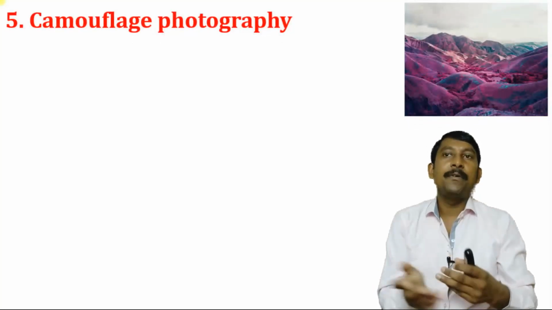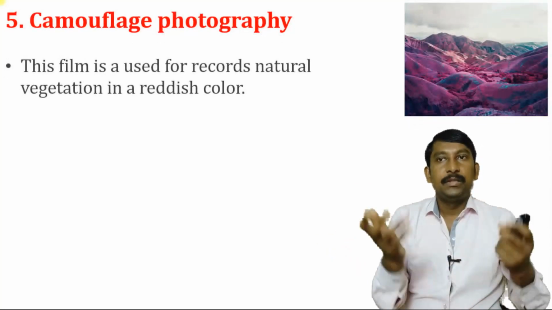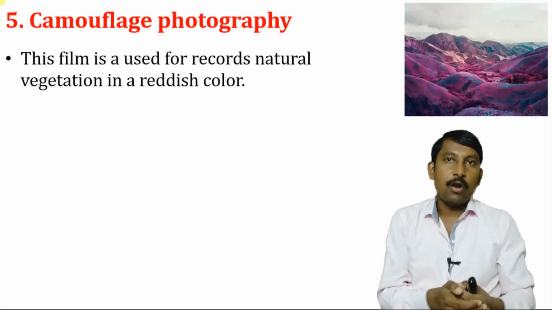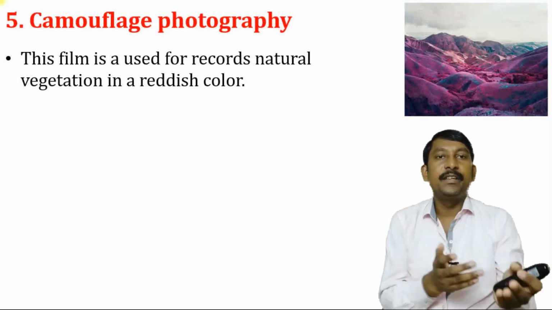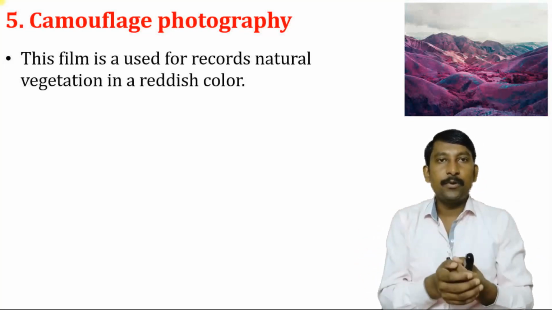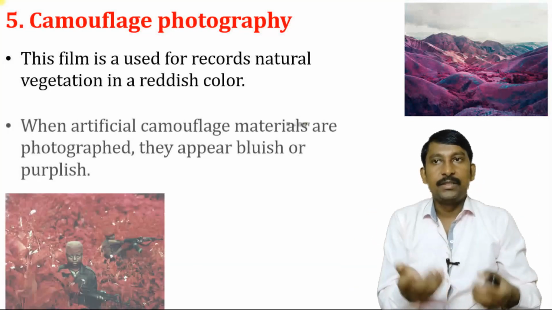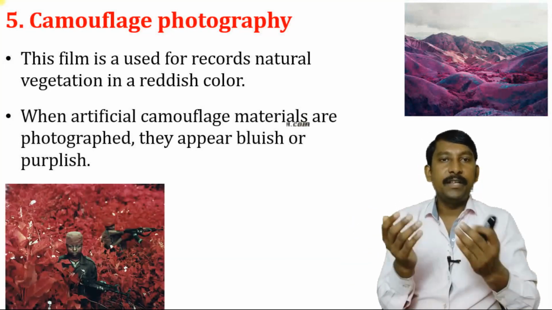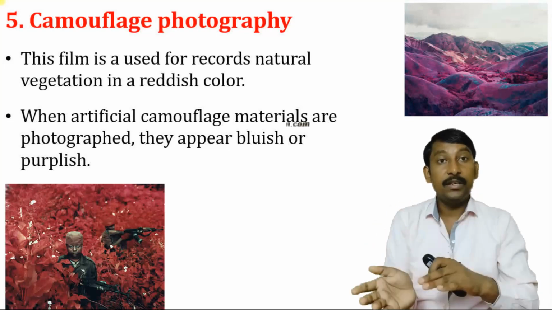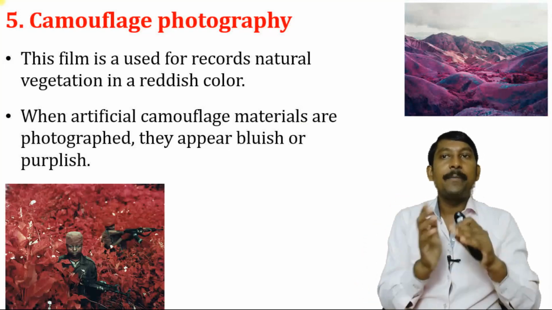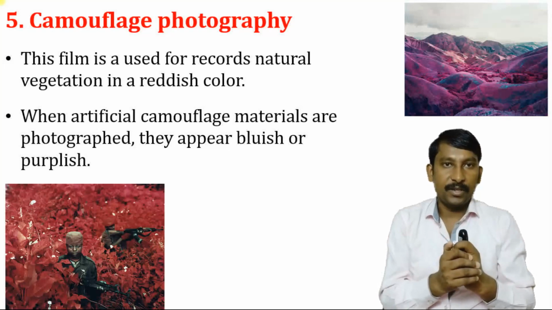Next type is the camouflage photograph. These films are used to record natural vegetation in reddish colors. In these photographs, natural vegetation appears in reddish colors. When artificial camouflage materials are photographed in camouflage photographs, they appear in a bluish or purplish color.